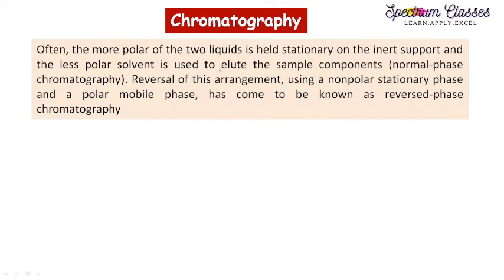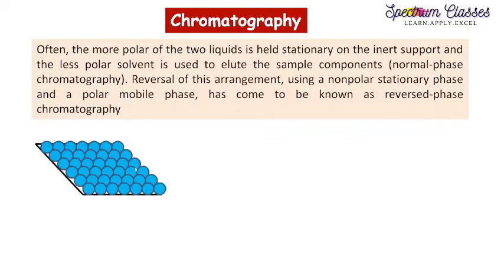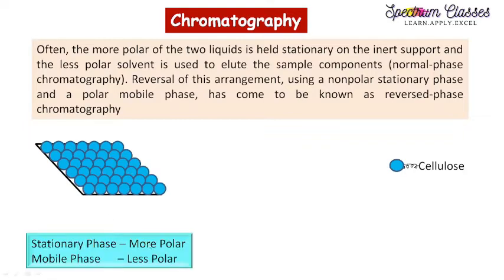Here I have mentioned what is called normal phase chromatography and what is called reverse phase chromatography. Let me show it with this picture. If we have polar molecules attached to the cellulose, in the case of normal Whatman filter paper, water is the liquid layer attached to the cellulose molecule. So here the stationary phase is more polar and the mobile phase is less polar. Therefore, this type of chromatography is known as normal phase chromatography.